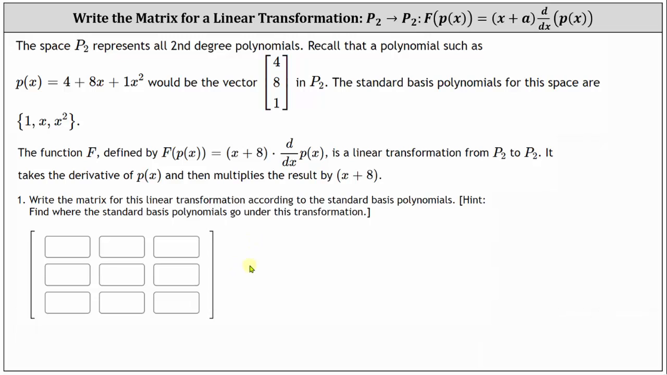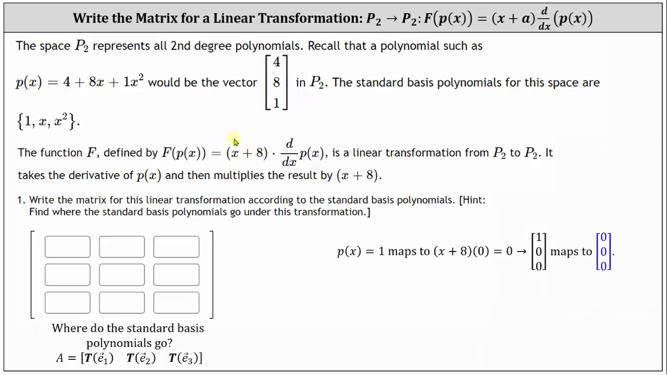Remember, we can find the transformation matrix by determining the transformations of the vectors e1 through e3, where each transformation will give us a column in the transformation matrix. So we can determine the transformation matrix if we determine where the standard basis polynomials go under this transformation. So to begin, we let p of x, the input function, be equal to the first polynomial in the standard basis for P2, which is 1.